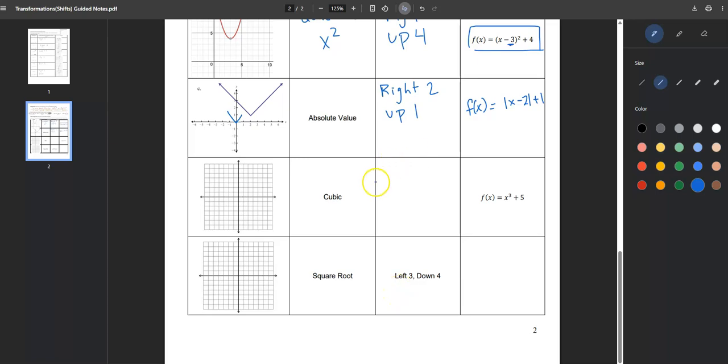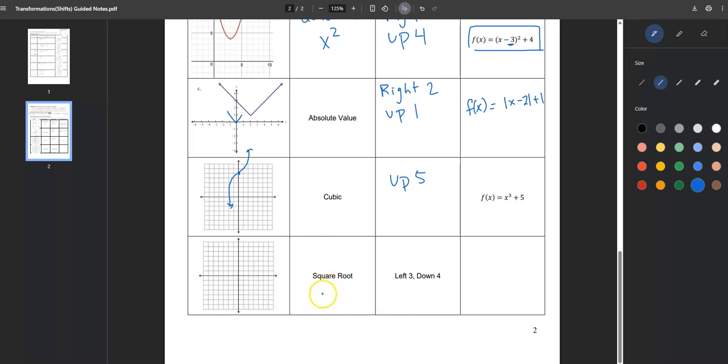Let's look at the last couple here. I've got a cubic. Again, the base cubic is right here in the middle. But if I look at the equation, all it is is plus 5 on the outside. There's no parentheses. So this would move it up 5 because it's adding. And my graph would be 1, 2, 3, 4, 5 right there. And it would look like that. Okay?